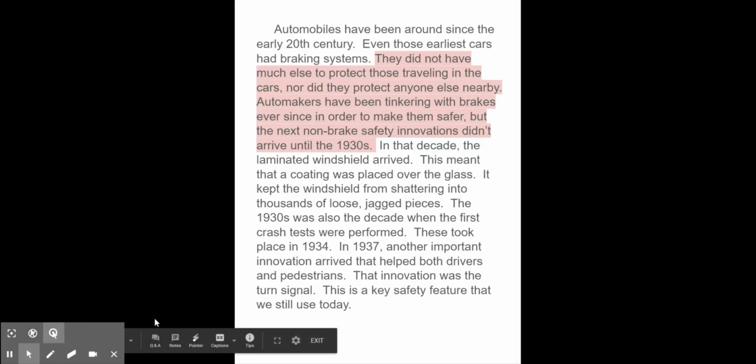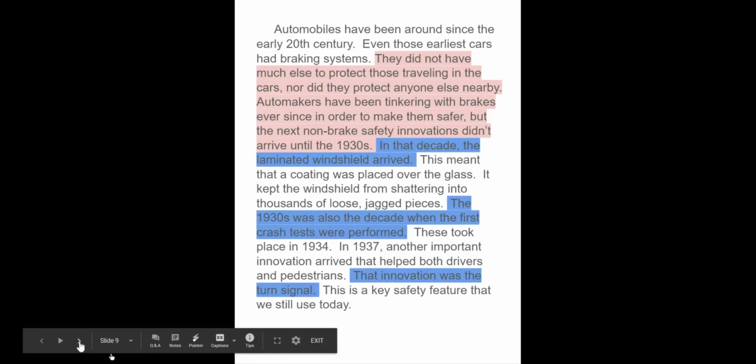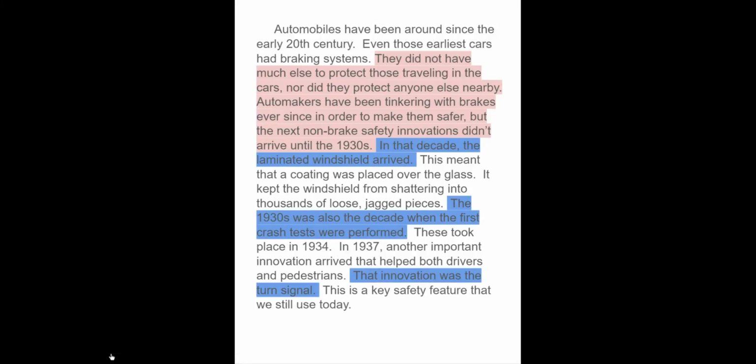As the writer continues the paragraph, you'll see that they've added in some information that helps us look at this. They show about the windshield, the first crash tests, and the turn signals. These were all new approaches to how automakers worked with automobile safety.